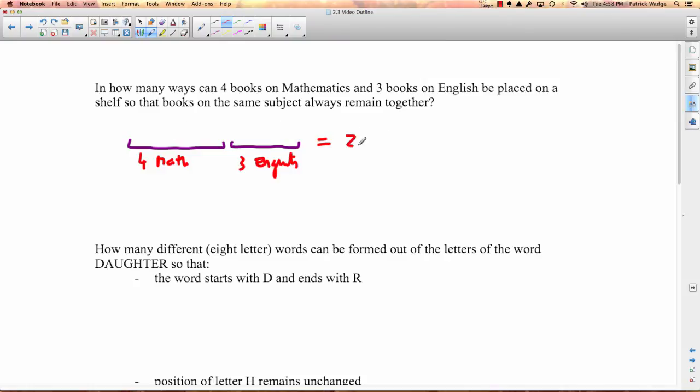So 2 factorial. But now we got to think of the math books. There's actually 4 math books here. How many ways are there to arrange those 4 math books? That would be 4 factorial. We also have to think of the English books, because there's 3 English books here. How many ways are there arranging those 3 English books? 3 factorial. So we have to actually multiply 3 things together this time. 2 factorial times 4 factorial times 3 factorial. 2 factorial is 2 times 1, which is 2. 4 factorial is 4 times 3 times 2 times 1, which is 24. And 3 factorial is 3 times 2 times 1, which is 6. You end up, if you do that, 48 times 6 is 288.